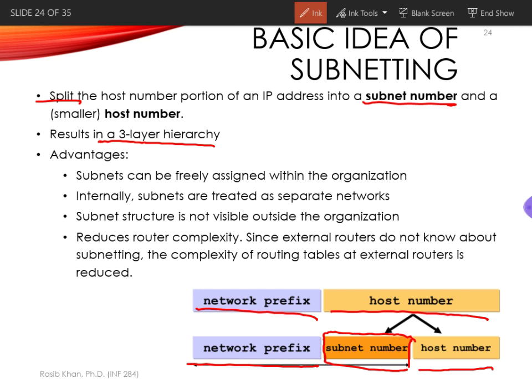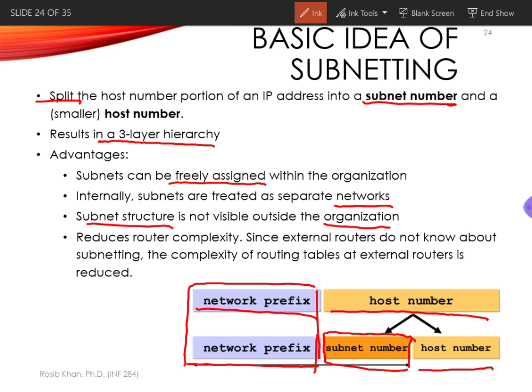So the subnets can be freely assigned within the organization, given that it maintains the network prefix. And internally, the subnets are treated as separate networks. So your router can be shown as if the subnets are individual networks. However, from a larger perspective, all of these subnets will belong to the same larger network. The subnet structure, however, is not visible from outside of the organization.